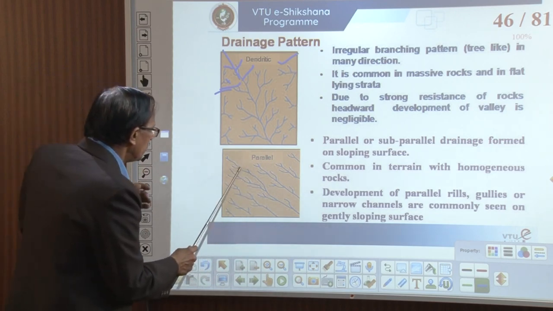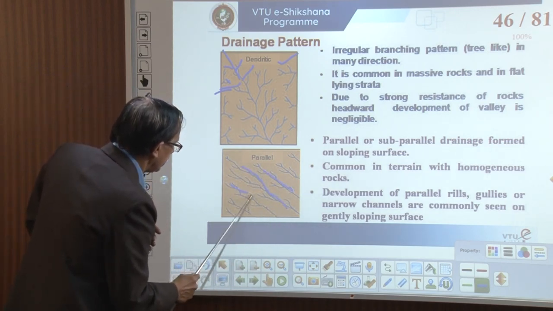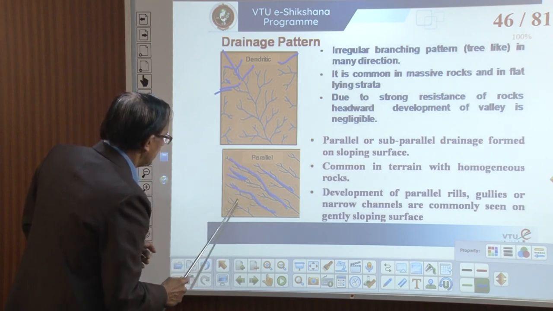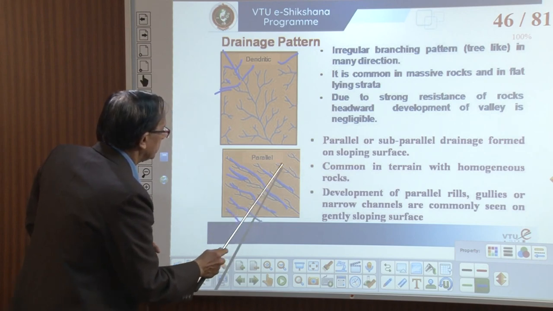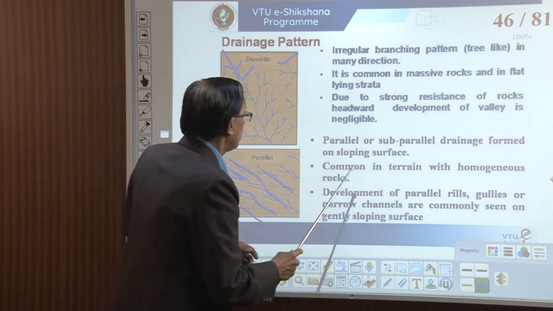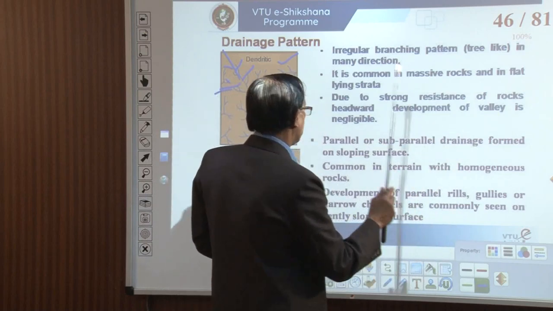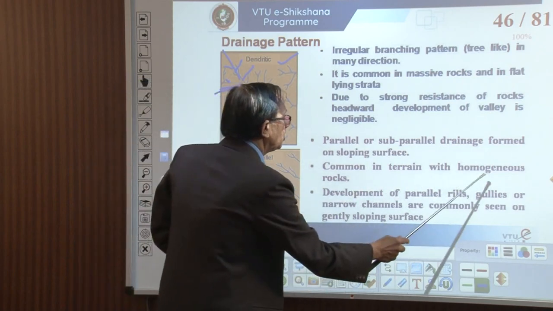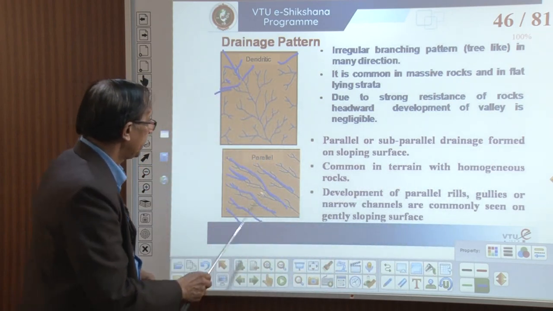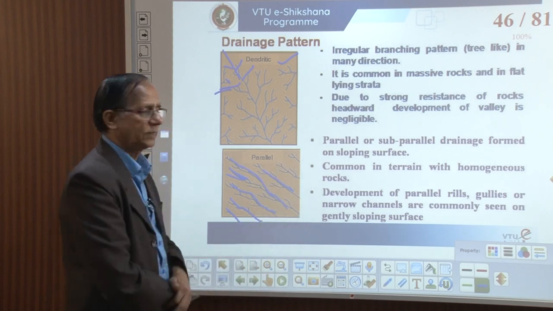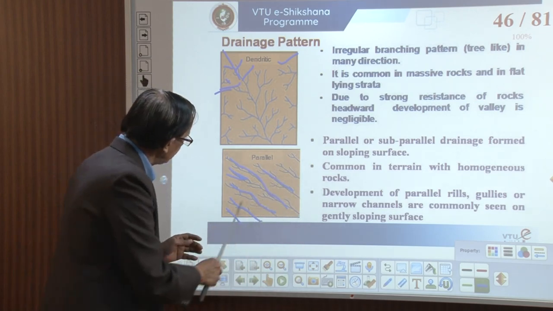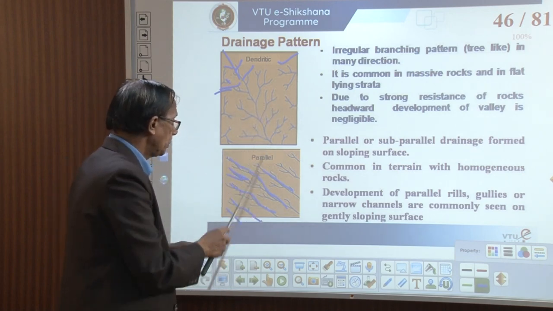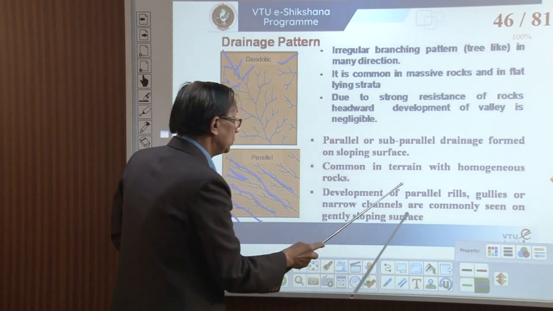Another is, see, more or less they are all parallel. See, this is a parallel or sub-parallel drainage pattern. On the sloping surface, common in terrain with homogeneous rock, but with fractures or joints. Rocks may be granite everywhere, here also granite everywhere, but no fractures, joints, massive, but here they have joints.